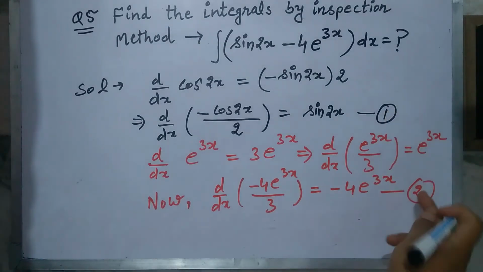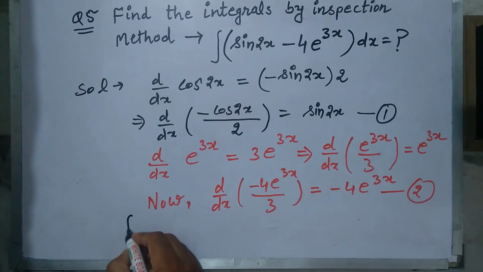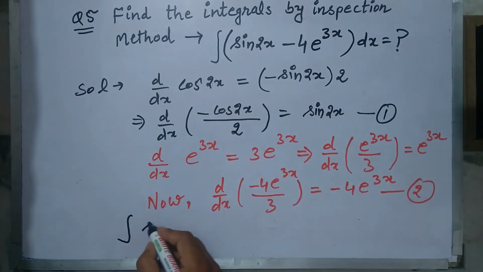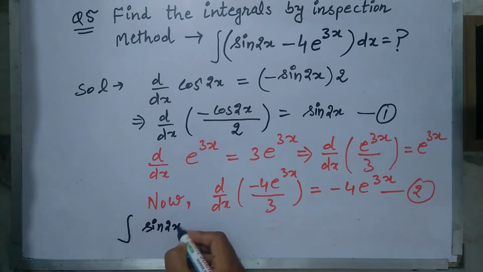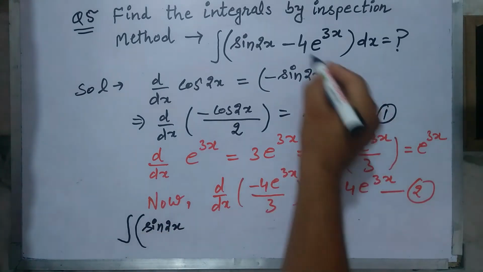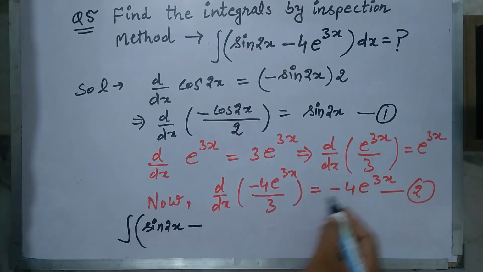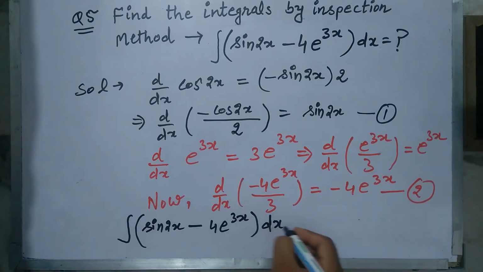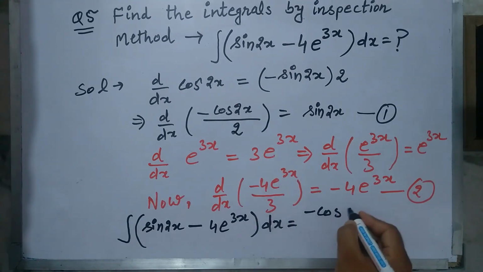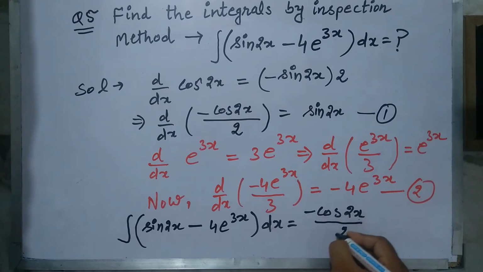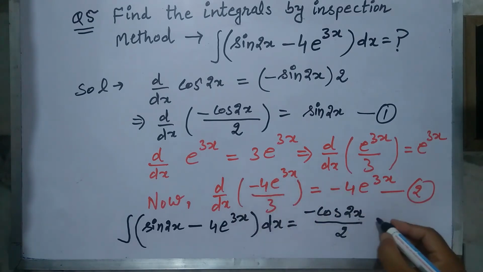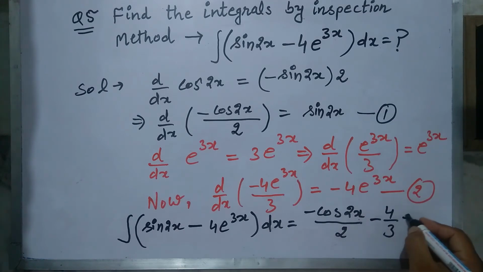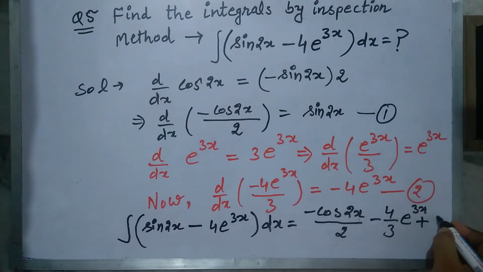Now combining number 1 and number 2, what we can see, integration of sin 2x minus 4 e raised to power 3x dx is equal to, result of number 1 is minus cos 2x upon 2. Result of number 2 is minus 4 upon 3 e raised to power 3x plus c, the constant of integration.